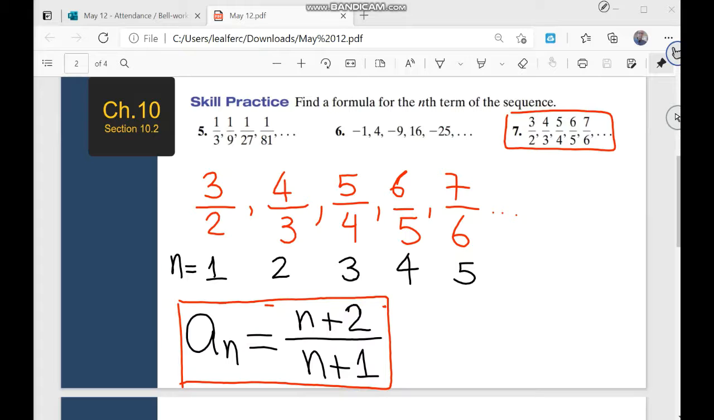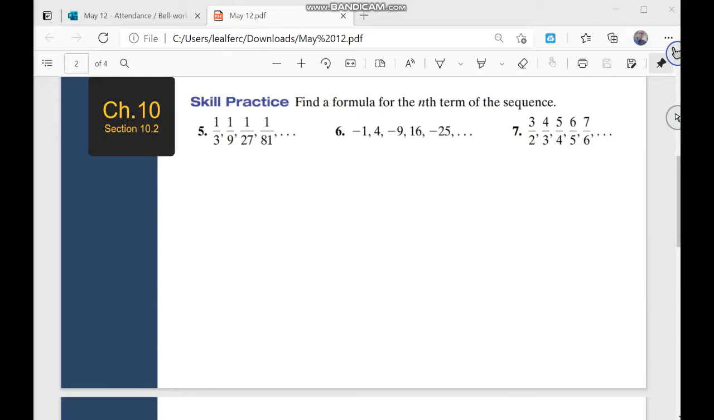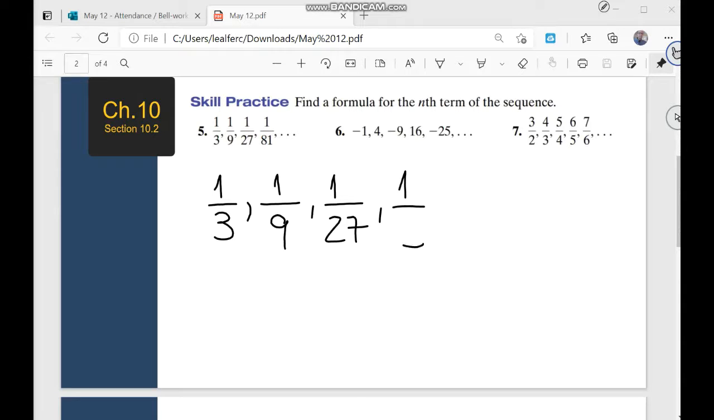Let me show the first example now, because the first example I think is a bit hard. We're going to skip the second example because you're going to see it on the quiz. On the quiz we have several examples like that. But look at the first one. It is a bit harder. I don't know how to make sense of this. Can you help me? 1 over 3, 1 over 9, 1 over 27, 1 over 81. And this goes on and on.